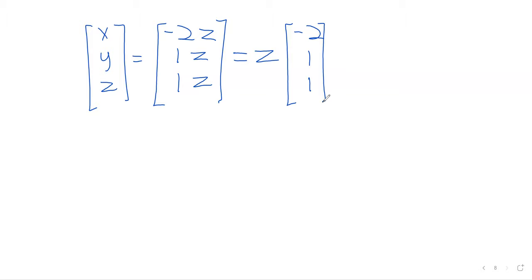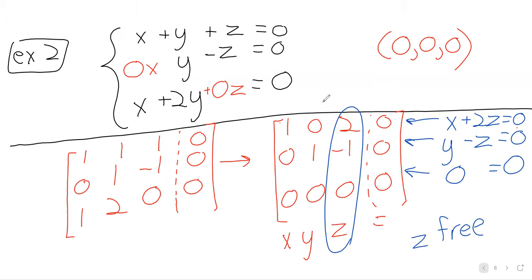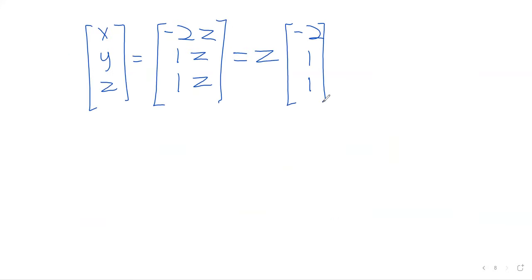When I was just looking at this, I said, well, if x were 1 and z were negative 1/2, and then y were also negative 1/2, that would be a solution. That solution comes from letting z equal negative 1/2. So every value of z gives you a solution, and every solution comes from a value of z.